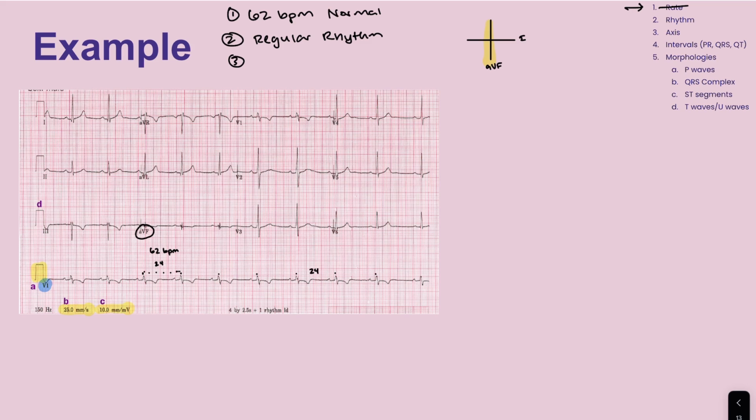Here. And so 90 degrees from AVF is going this way, and we're going to go towards the positive side, lead 1. So our degree for QRS axis is 0 degrees. And then our V-lead transition, we're going to see here.